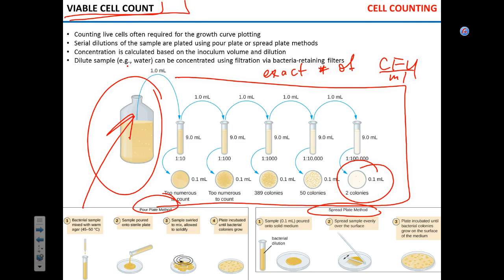You will know that, I don't know, optical density of 0.2 is equal to, I don't know, 1 million colony forming units per milliliter. Optical density of 0.3 is 1 billion colony forming units per mil. Does that make sense? You can make a reference.